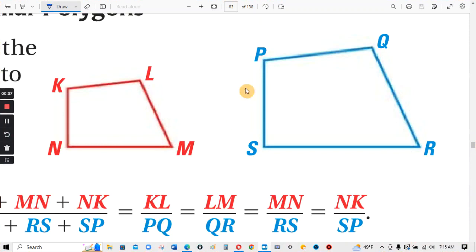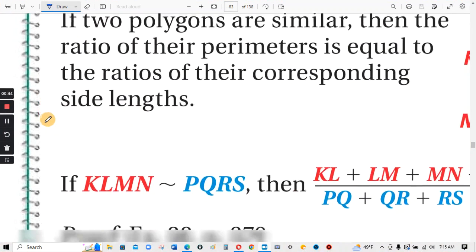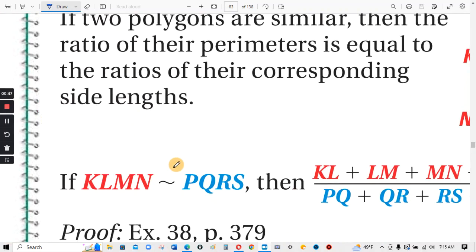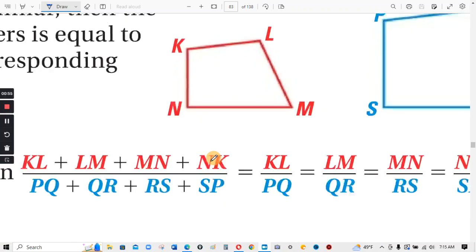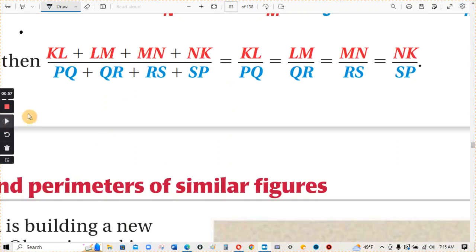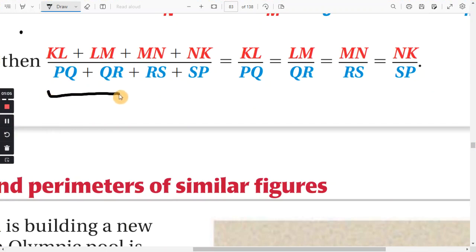So right here we have two similar figures. Okay, the angles are congruent and the sides are proportional. And they gave the similarity statement right here. And they wrote out the fractions for the ratios of the side lengths. And then in this fraction here, right here, they added up the side lengths. So this fraction right here is the ratio of perimeters.